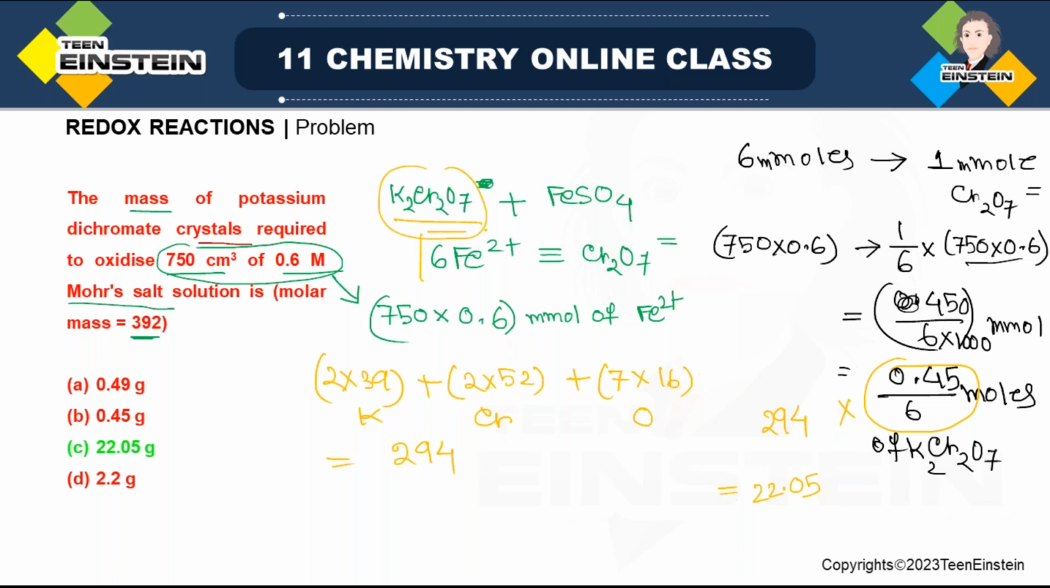But this relationship is important. Whatever number of millimoles you are getting, when you divide it by 6 and convert it from millimoles to moles, then you get the number of moles of K2Cr2O7. Because whatever is the number of moles of Fe2 plus, when you convert it to dichromate, it is always 1/6 times less. Okay, so that is why we have divided this value by 6. So the answer is 22.05.